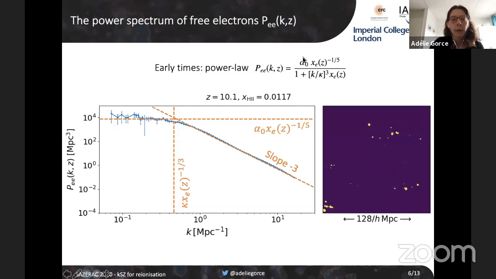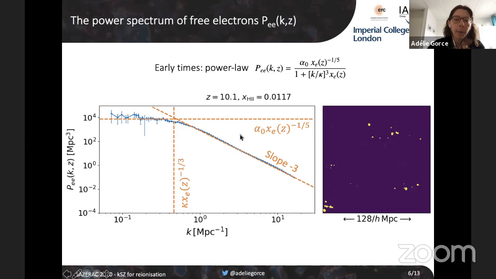You have alpha naught here, which is the constant amplitude on large scales. And it's the maximum value of the amplitude of the spectrum. So then with time, it's going to decrease in amplitude, because if at the beginning you just have a few ionized regions, the variance in your field is really high, so the amplitude of the spectrum is high. But then as the field becomes more and more homogeneous, more and more ionized, the amplitude decreases. So that's this alpha naught parameter.